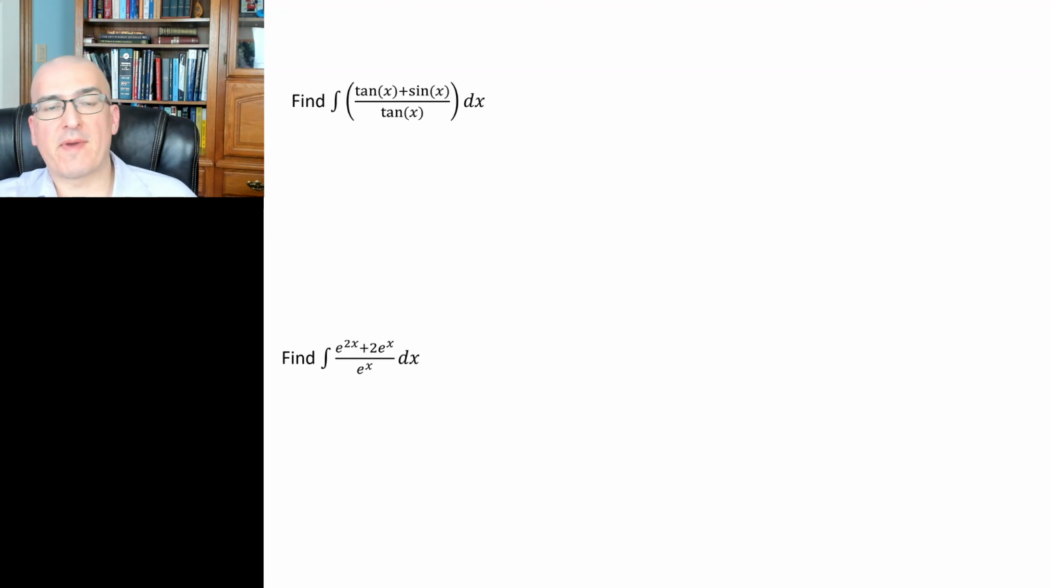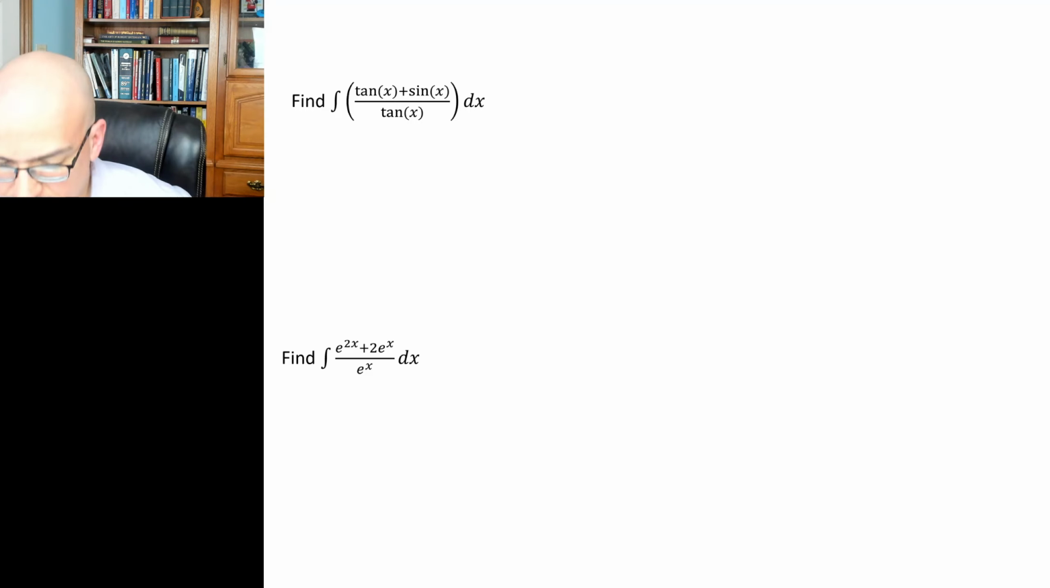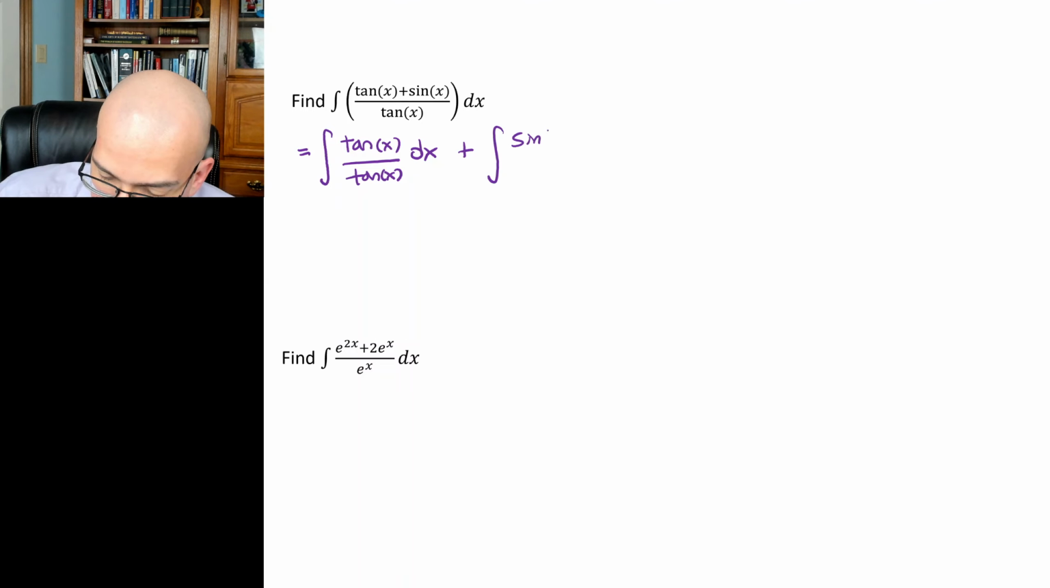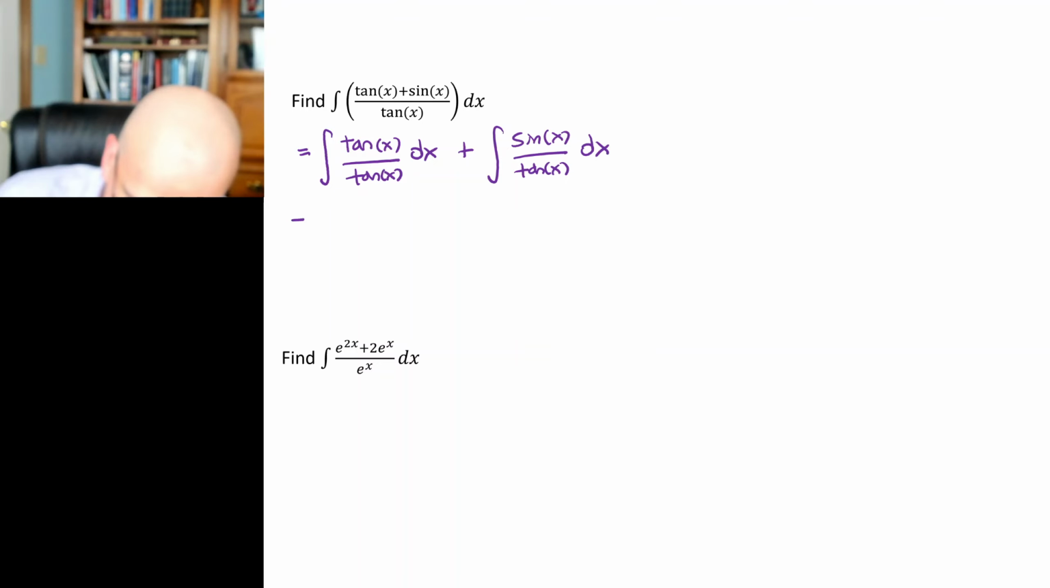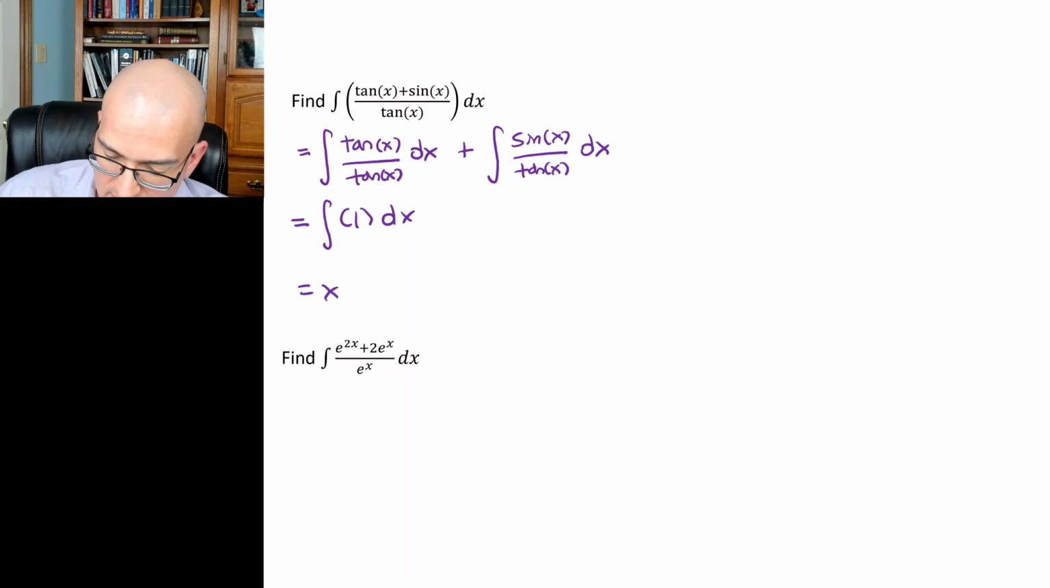Okay, trickery abounds everywhere. We had some problems already in an earlier video where we had to split the expression up using fraction rules. So we're going to have to do the same thing here. I'm going to split this as the antiderivative of tan of x over tan of x plus the antiderivative of sine of x over tan of x. Tan over tan cancels. We just have the antiderivative of 1. So that's going to be nice. That's just x. We'll get a plus c at the end.